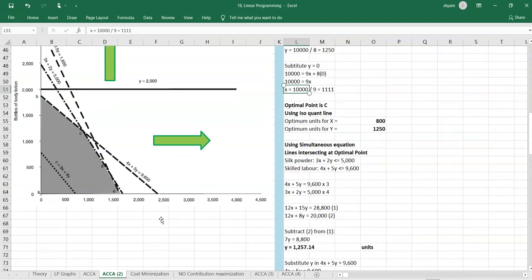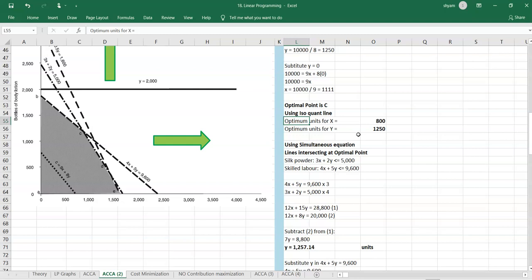Once you have found the iso contribution line, move the line towards C. Move the line outward and you will get the optimum point. When you move, C is the last point to touch, so it becomes the optimum point. Roughly it is 800 units of x, which is this point, and 1250 units of y, which is this point.